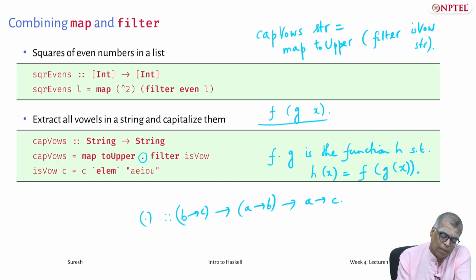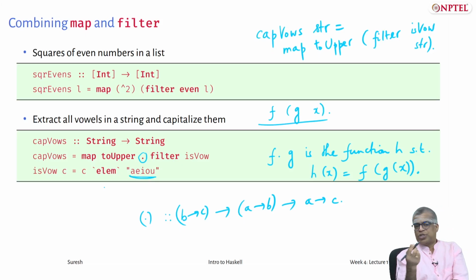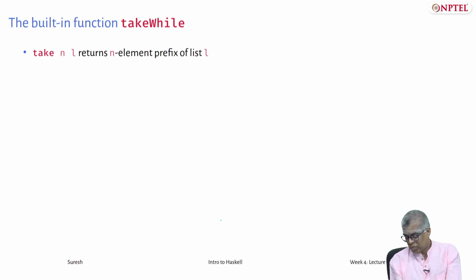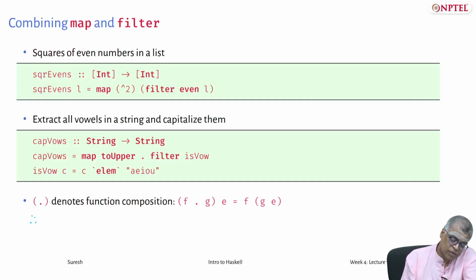To return to this cap vowels function, I am just filtering using the predicate is vowel, and is vowel of C is nothing but checking whether C is an element of A, E, I, O, U. Recall that elem is just checking whether a value is an element of a list or not. So the dot here in this example denotes function composition. F dot G applied on any E is nothing but F applied on G applied on E. And as I mentioned, its type is B arrow C arrow A arrow B arrow A arrow C.